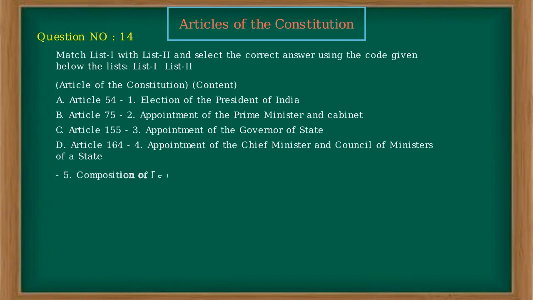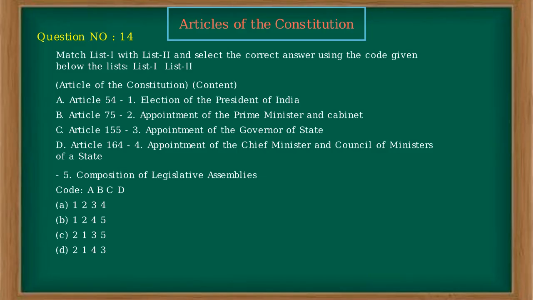5. Composition of Legislative Assemblies. Code ABCD. A. 1, 2, 3, 4. B. 1, 2, 4, 5. C. 2, 1, 3, 5. D. 2, 1, 4, 3. Ans. A.